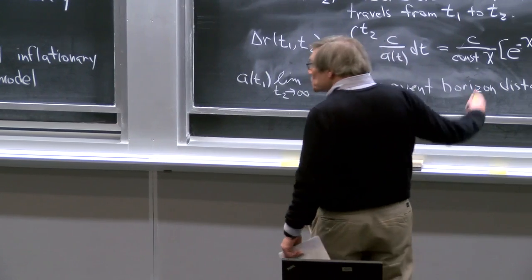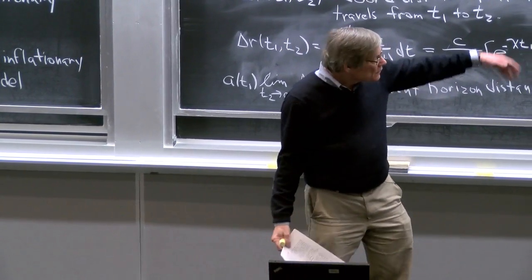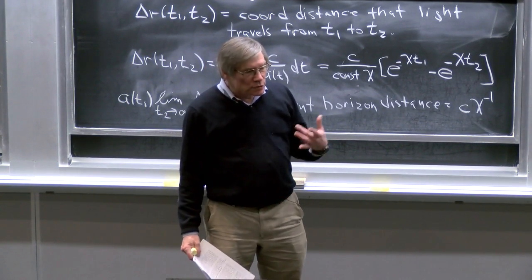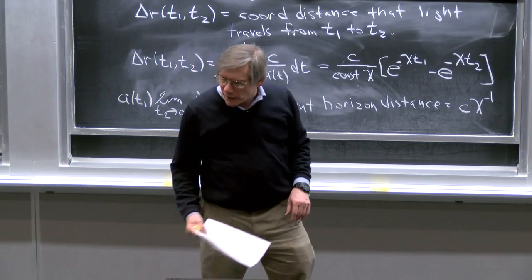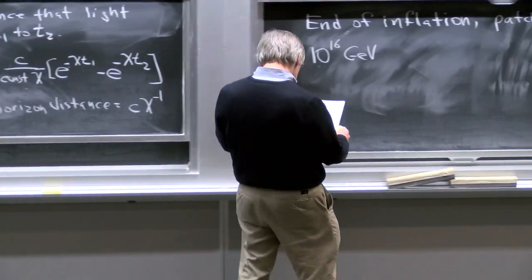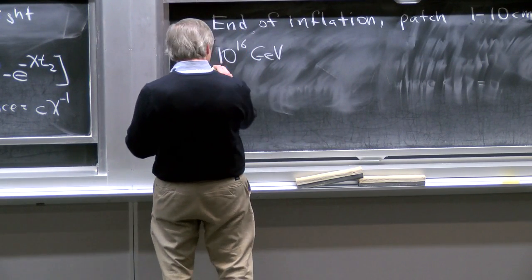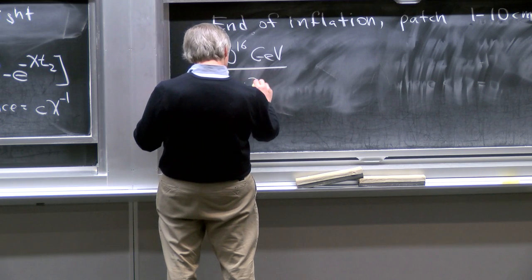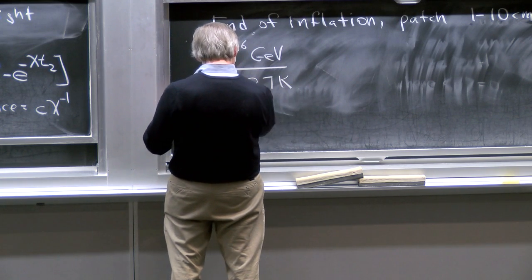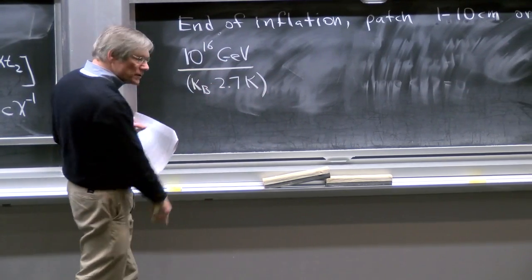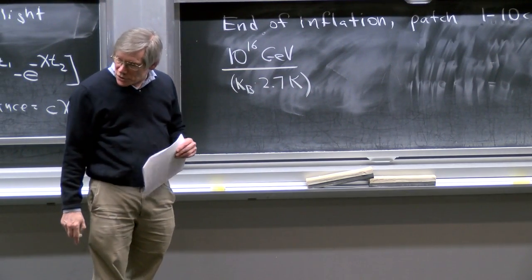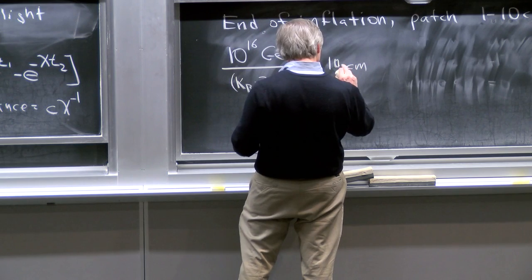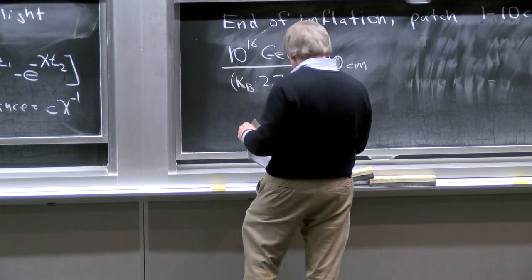And it produces a temperature which is comparable to the temperature that you started at, which is the temperature scale of the theory. So if it's grand unified theory scales, we would reheat to a temperature of order 10 to the 16 GeV. And then to ask what will be the expansion factor between then and now, it would be 10 to the 16 GeV over the Boltzmann constant times 2.7 Kelvin. This is the ratio of the temperature then to the temperature now, both expressed as energies. And then we might want to multiply this by 10 centimeters, if we say that at the end of inflation, the universe was 10 centimeters across.